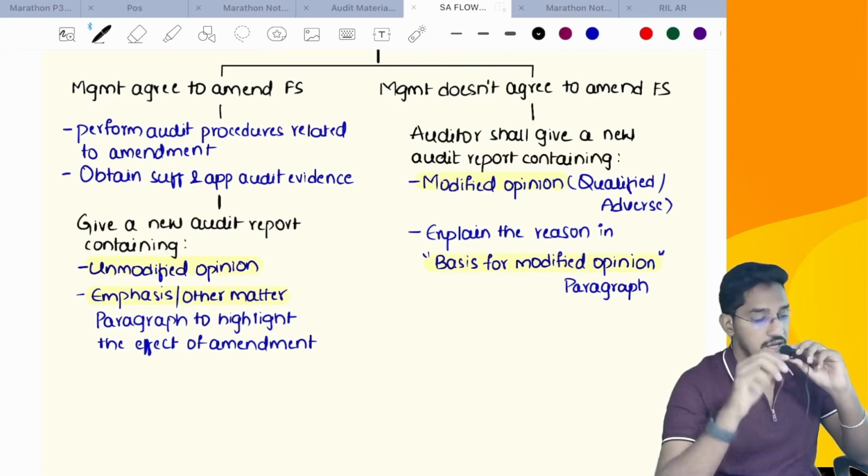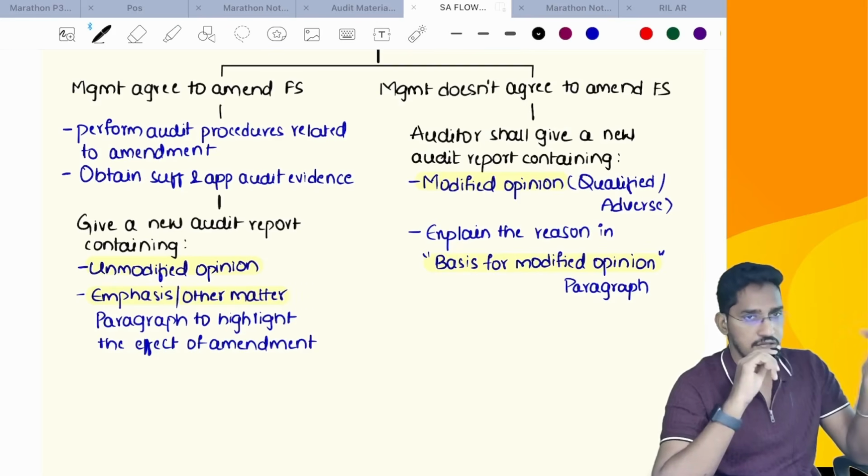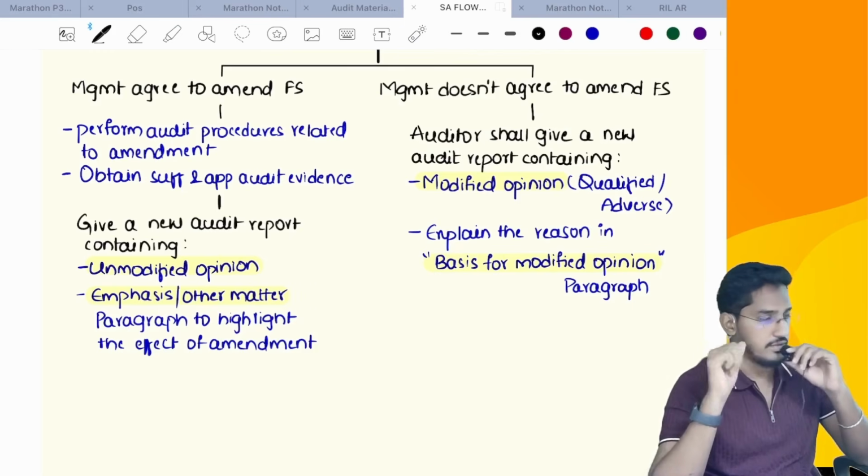What if the management doesn't agree to amend the financial statements? What if the management is not agreeing to amend the financial statements? Anyhow, you will give a new audit report, give a modified opinion. The reason for that modified opinion you will explain in the basis for modified opinion paragraph. Here also, are you required to make use of any emphasis of matter or other matter paragraph? No, you are not required to use any emphasis of matter or other matter paragraph. Okay, everybody with me? Shall we proceed further?